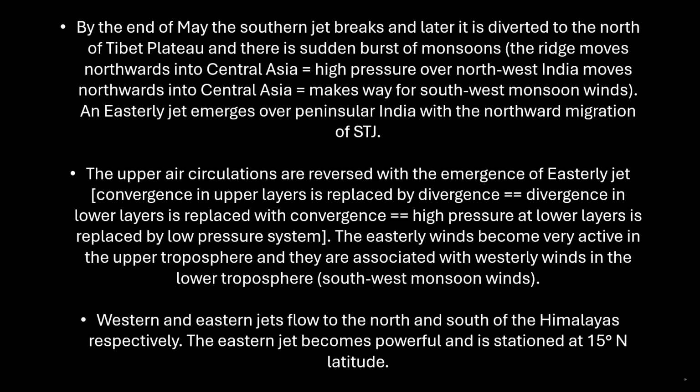The easterly winds become very active in the upper troposphere and they are associated with westerly winds in the lower troposphere, the southwest monsoon winds. Western and eastern jets flow to the north and south of the Himalayas respectively. The eastern jet becomes powerful and is stationed at 15 degrees north latitude.